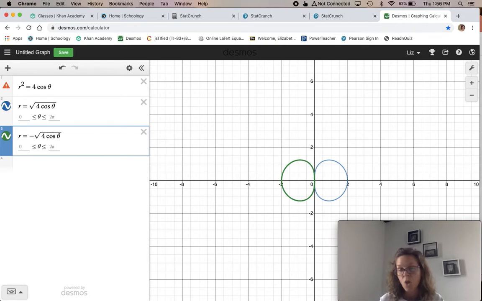So this actually has all three symmetries in it. Okay, so that's how we put our equations into Desmos to graph them and how we can analyze the symmetries of the graphs.